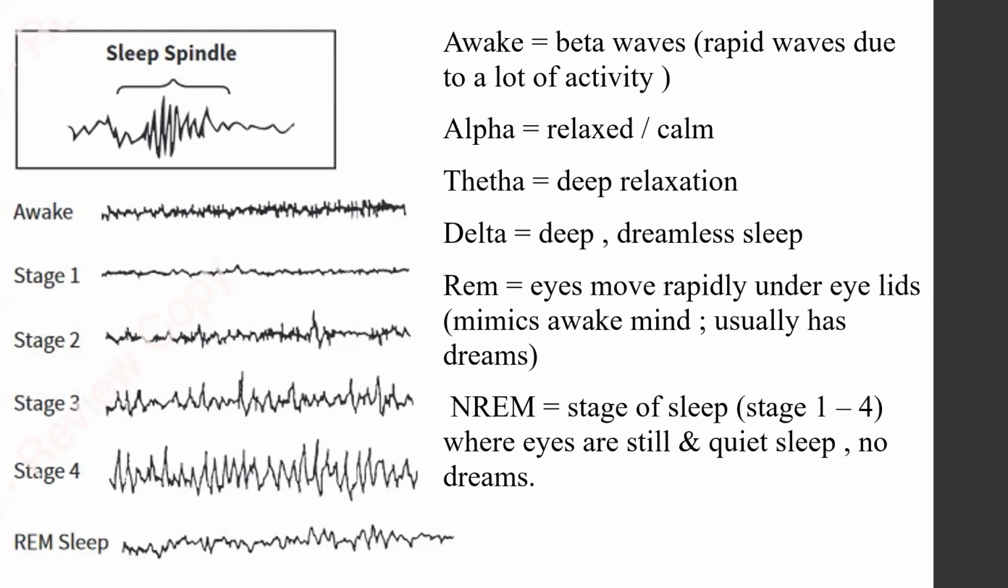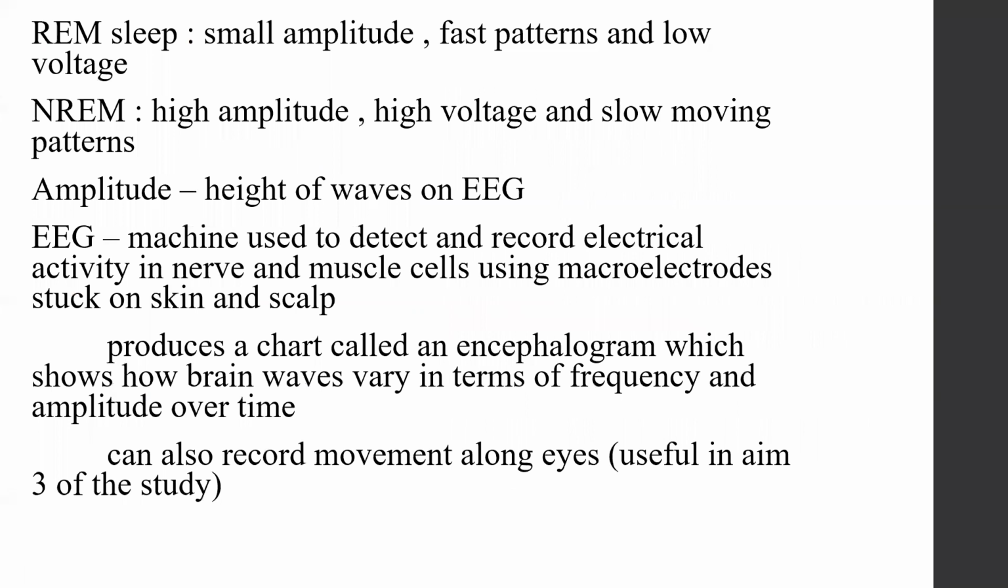In REM sleep, your eyes move rapidly under your eyelids, and it mimics the pattern of an awake mind, which you can see between the two graphs, the REM sleep and the awake graph, and it's usually correlated with dreams. And non-REM, which is usually stages 1 to 4 of sleep, the eyes are still, and this is known as quiet sleep, and there are not many dreams. So what are the features of the REM stage? It has small amplitude, fast patterns, and low voltage, and non-REM is the opposite: high amplitude, high voltage, and slow moving patterns. Just take note that the amplitude refers to the height of waves on the EEG.